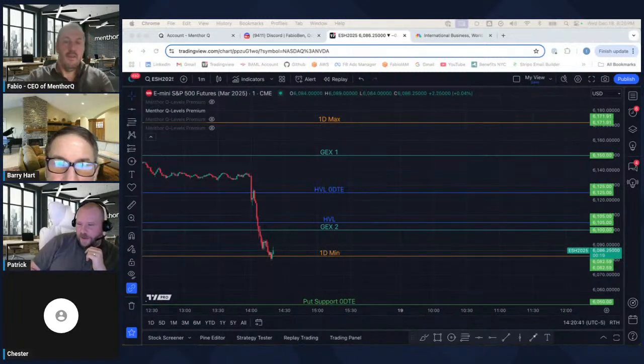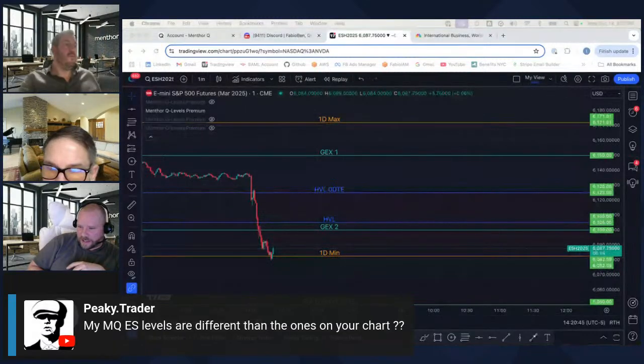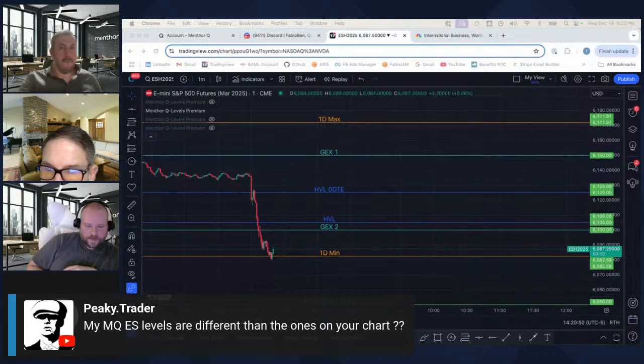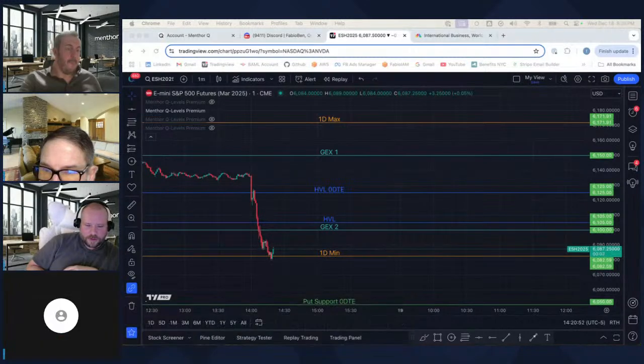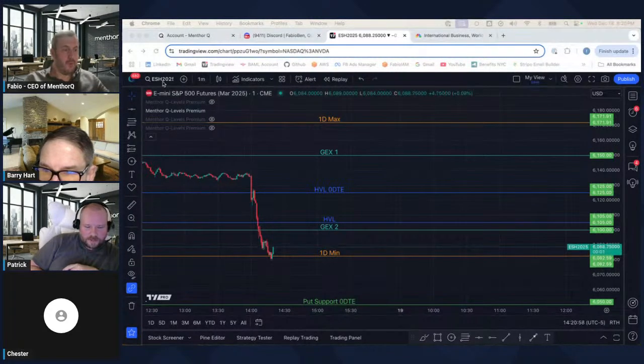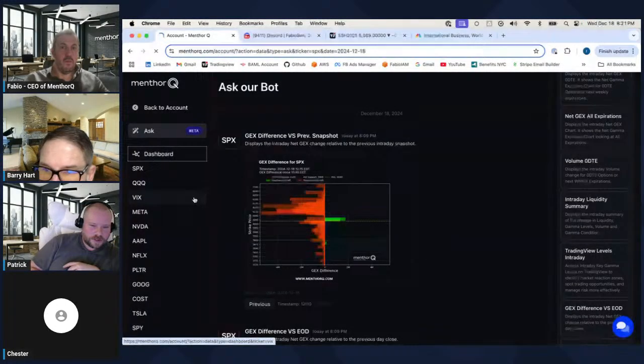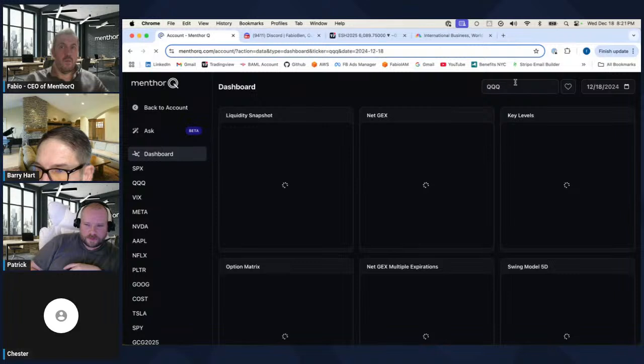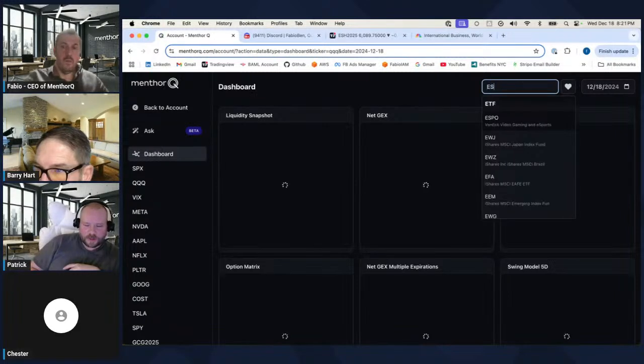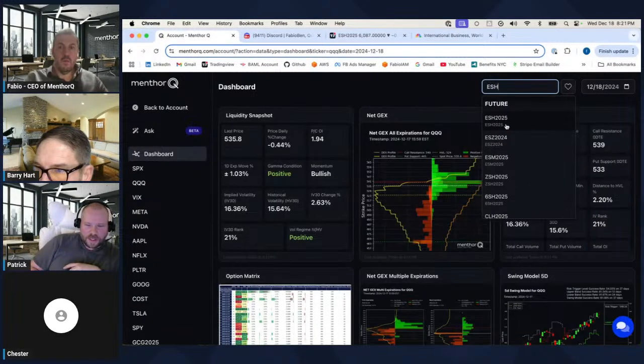All right, and we get a question from Picky Trader: my MQ ES levels are different than the ones on your chart. So maybe we're using a different contract, ESH 2025. Maybe check the contract, what levels you're using. We're using the levels from the dashboard and from the bot. I think everyone should have the same.